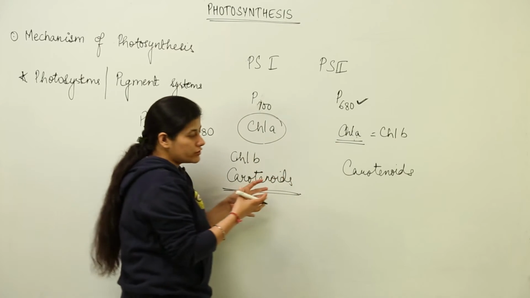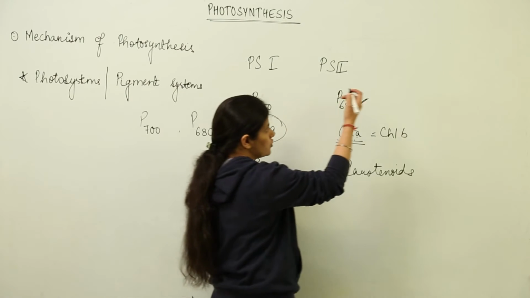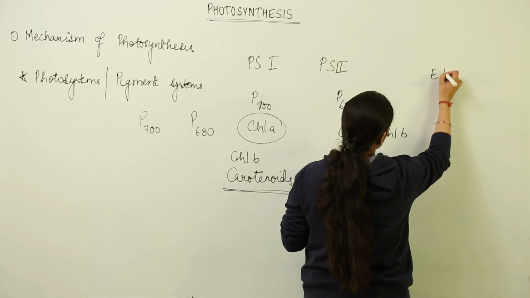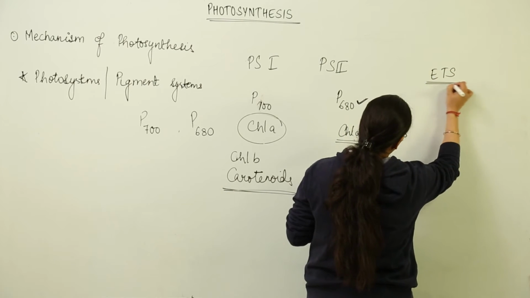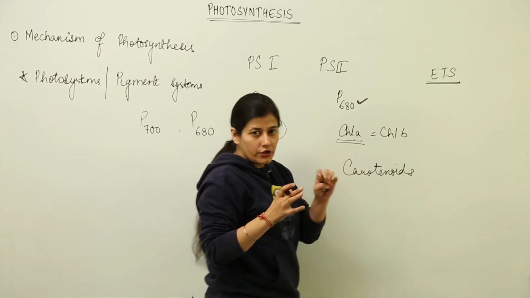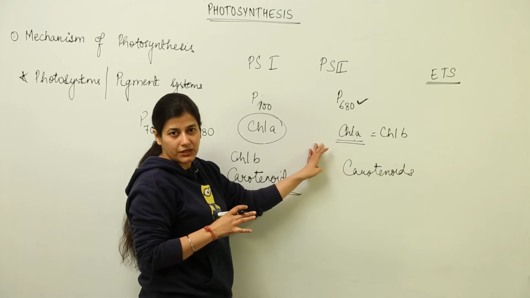Now, because these photosystems play an important role in the electron transport system, that is known as ETS or electron transport chain, you know what the purpose of each photosynthetic unit is?